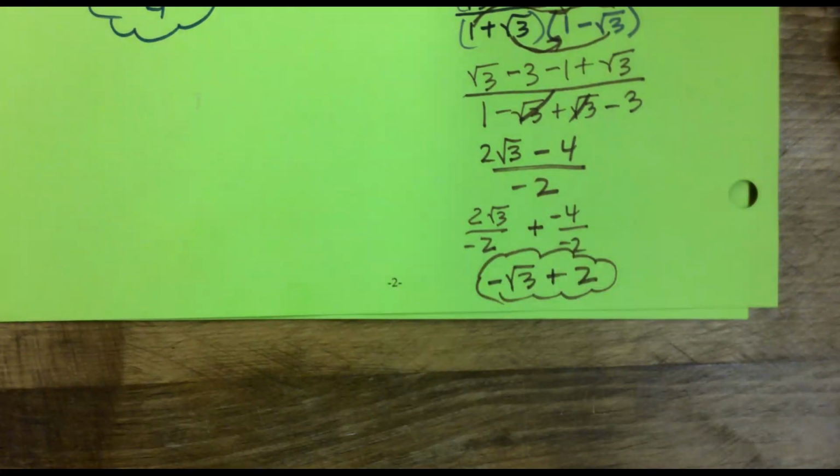Just like with sine and cosine, tangent will always be something in this form. The square root of 3 plus 2. 2 plus the square root of 3. Square root of 3 minus 2. 2 minus the square root of 3. Negative square root of 3 plus 2. Negative square root of 3 minus 2. Always something in that form.